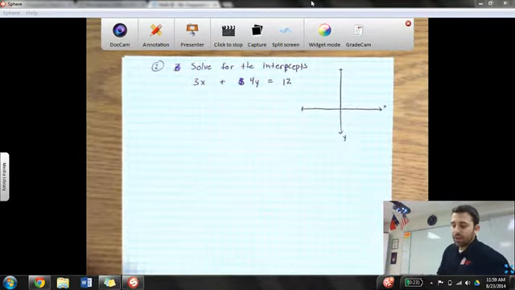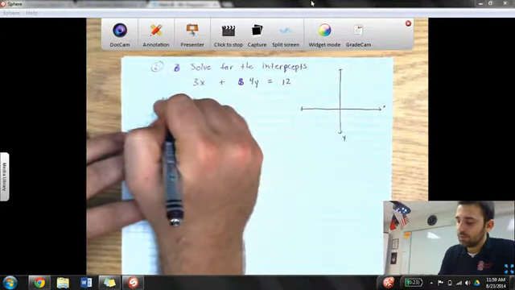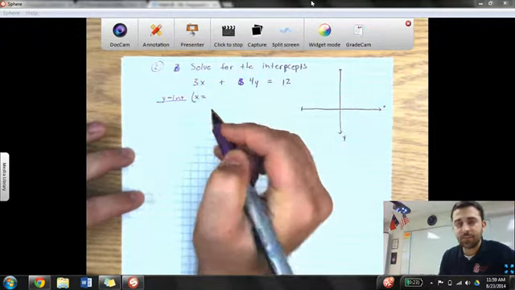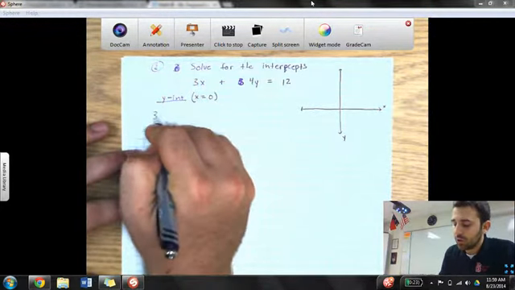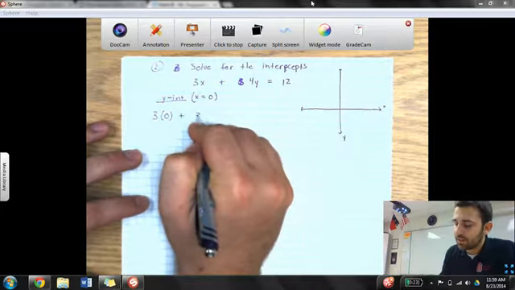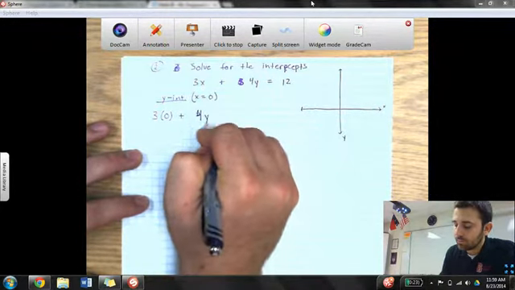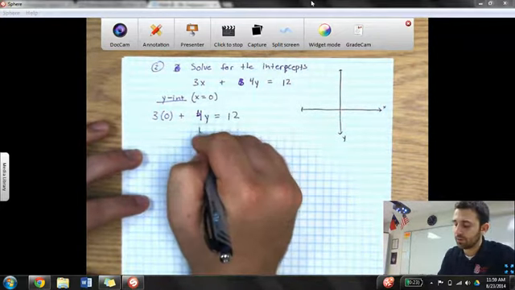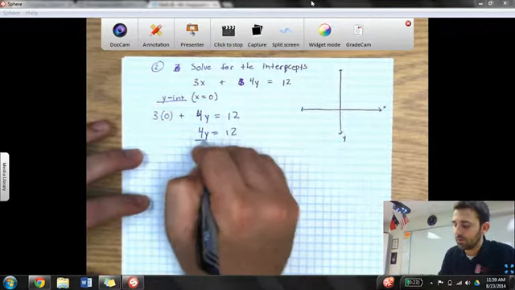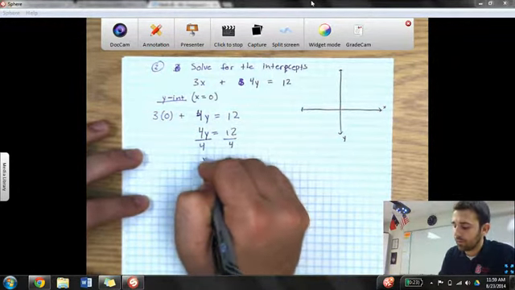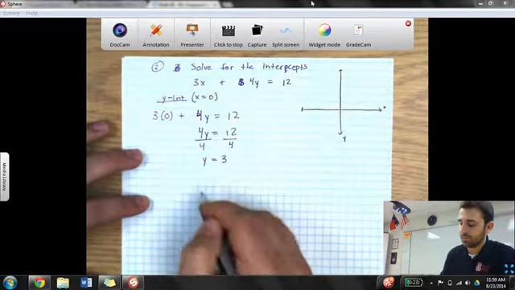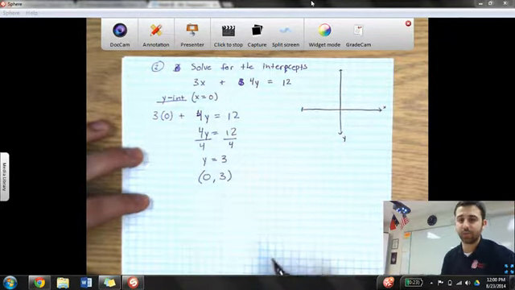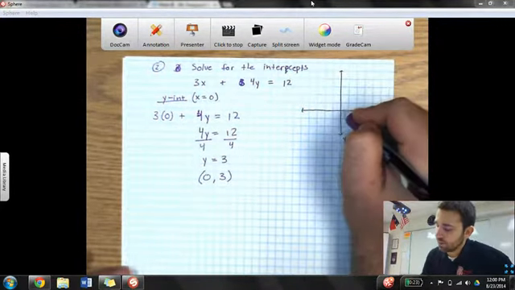In order to find our intercepts, we'll start with our y-intercept. Our y-intercept is where x equals 0. So we substitute 0 for the value of x in our equation and solve for y. 3 times 0 gives us 0, so we're left with 4y equals 12. Use the division property of equality, and we're left with y equals 3. So our y-intercept is when x is 0, y is 3. So we can plot that coordinate. 0 and then 3.